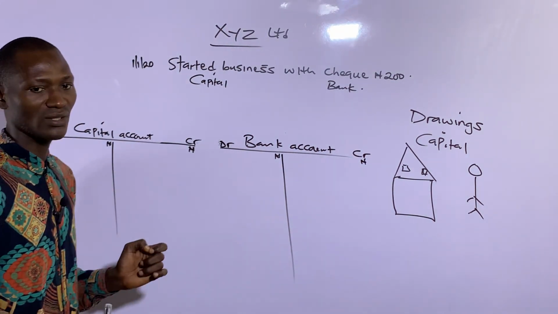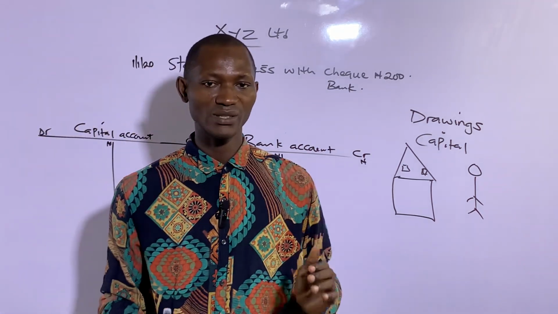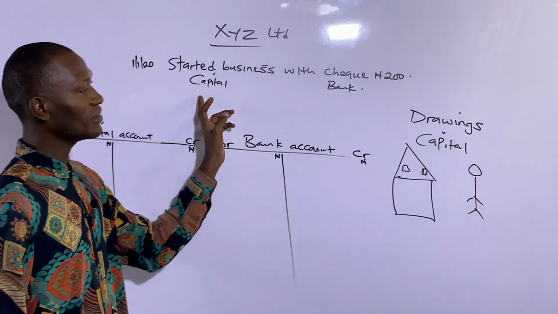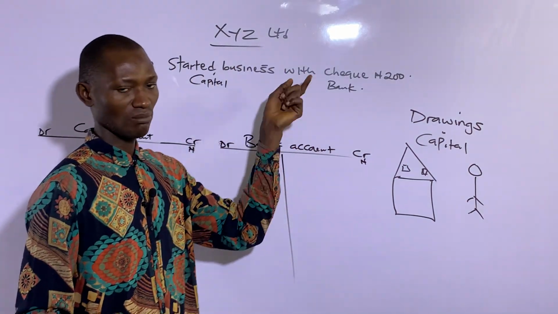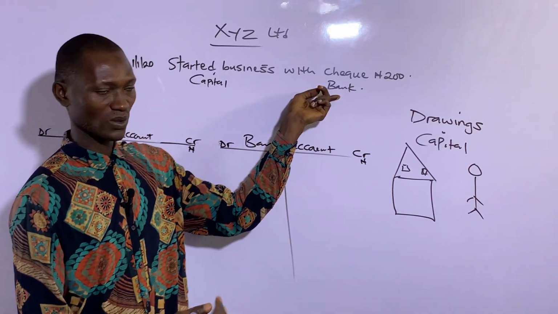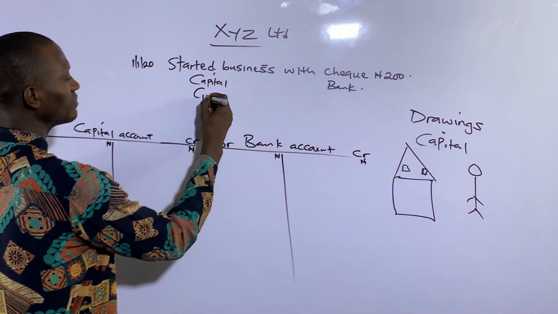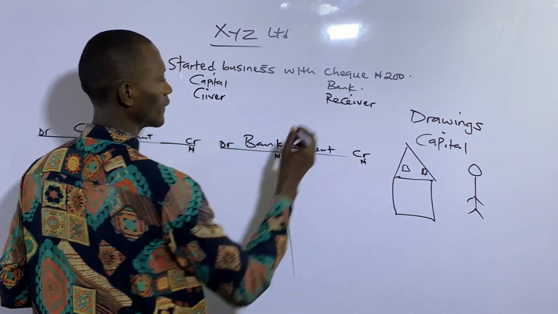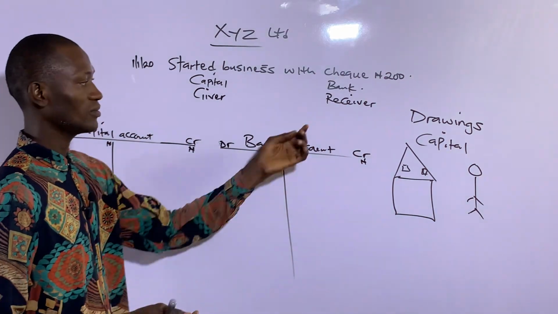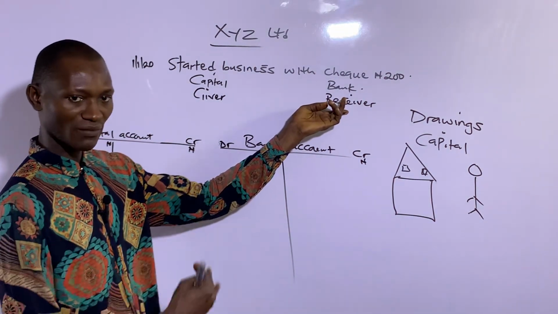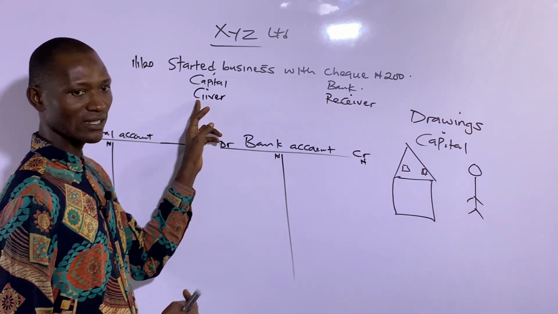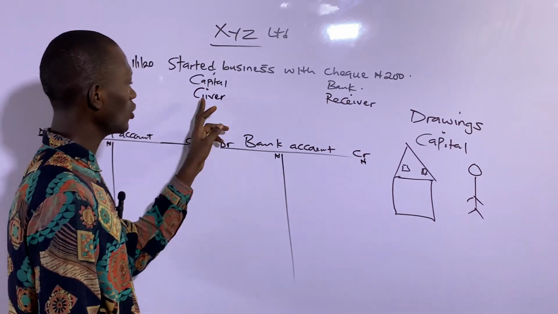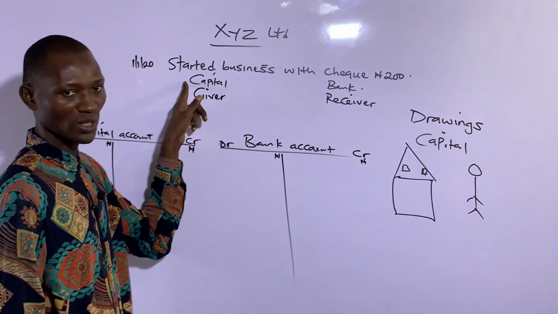Then the second step says determine the account that receives and the account that gives. So the owner is giving the business money, which the bank receives. So the capital is the giver, then the bank is the receiver. That's the second step. The bank is receiving the money on behalf of the business. The owner is giving the business money, so the owner account will be credited, which is capital account.